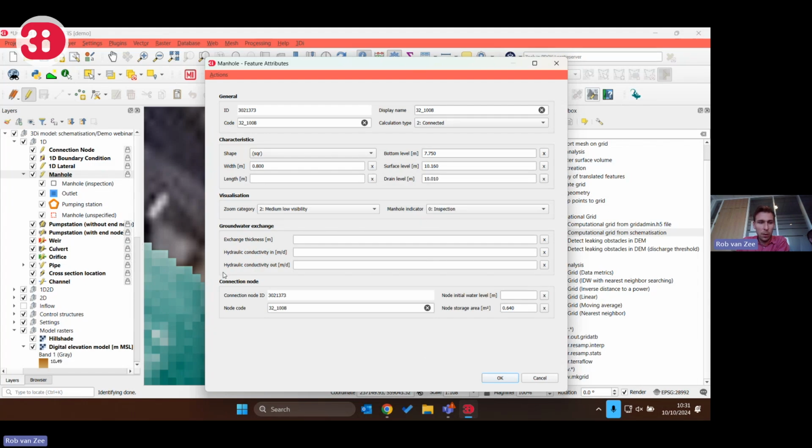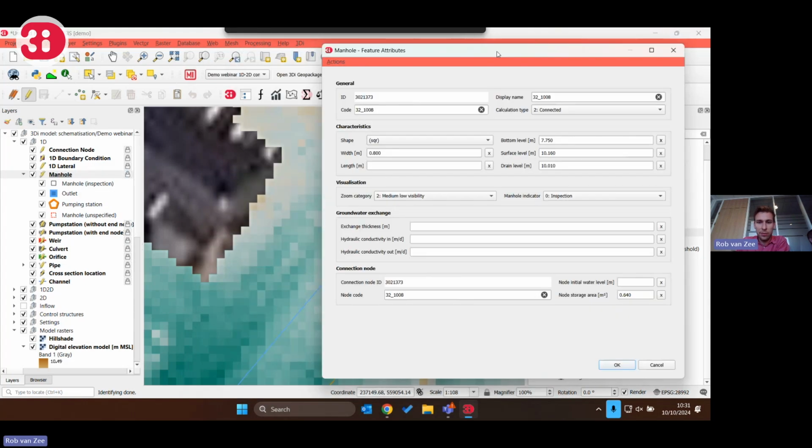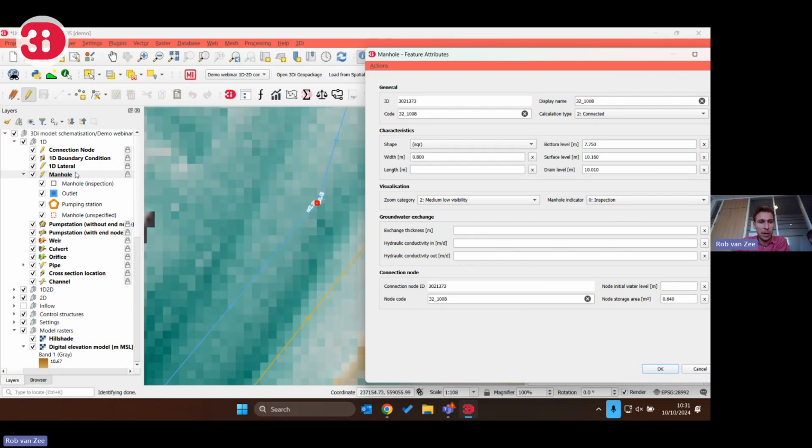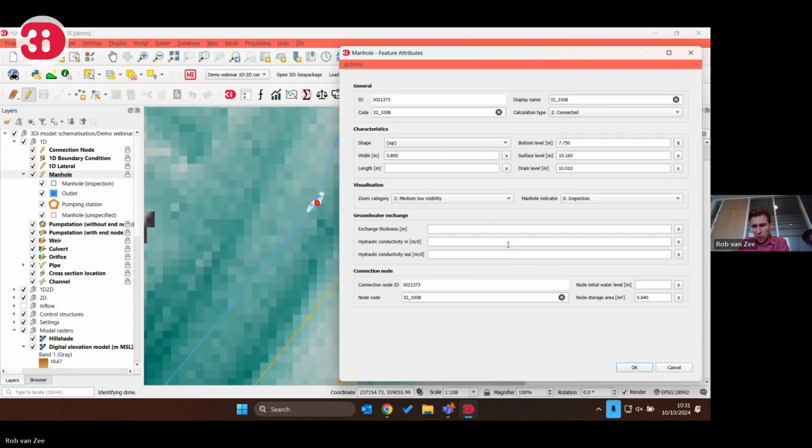the connection node. And the connection node is actually a different table. It's where the manhole is connected on. And the connection node is where all the calculations are done for the hydrodynamic modeling. What's really important about this one is the node storage area. I said earlier, 3Di doesn't use the width and the length of the manhole, which is kind of weird, because normally manholes have a shape and that determines how much storage is at the manhole. And all that information is actually stored in this value.